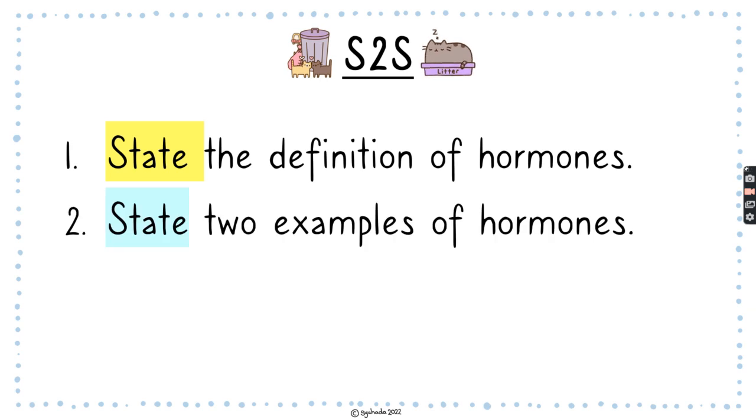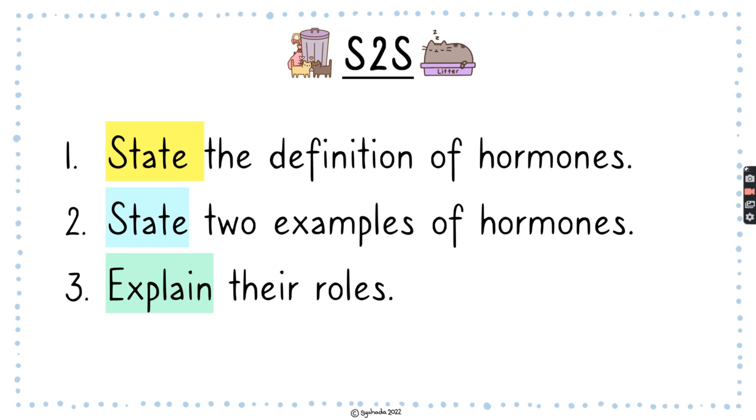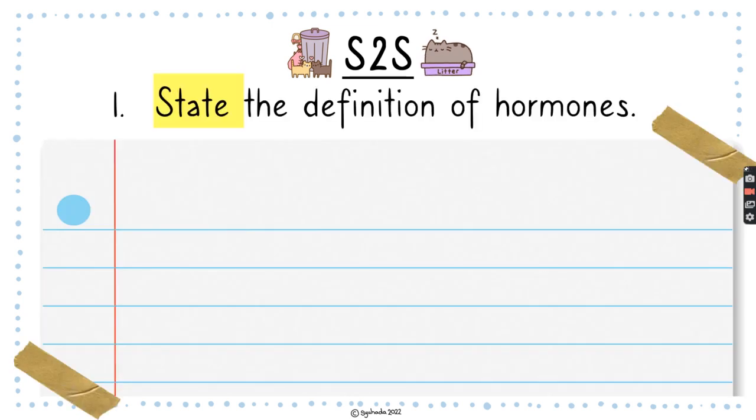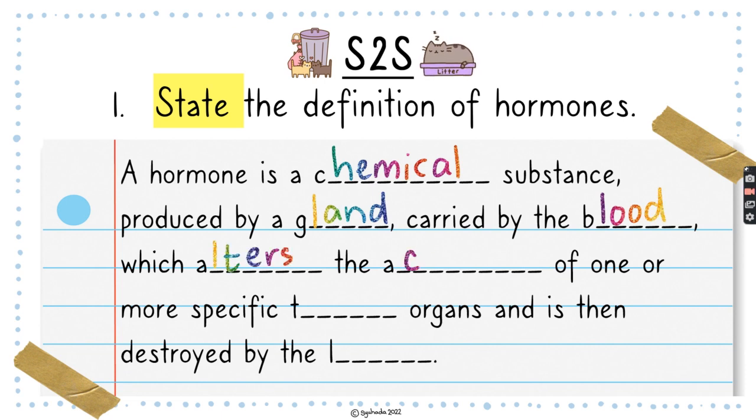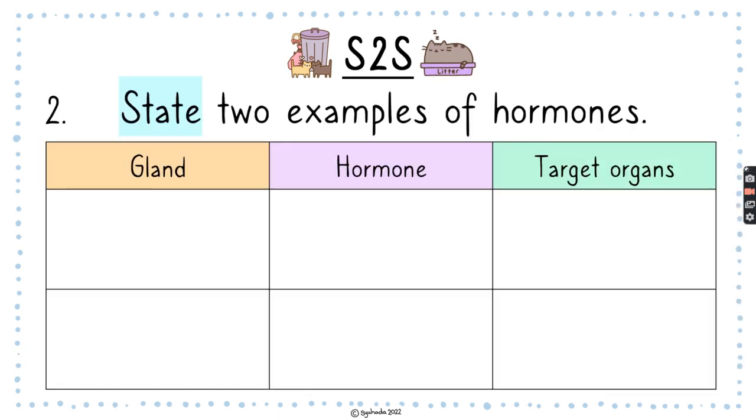Firstly, to state the definition of hormones. Secondly, to state two examples of hormones. And thirdly, to explain their roles. So when we state the definition of hormones, we have to mention all of these points. A hormone is a chemical substance produced by a gland, carried via the blood, which alters the activity of one or more specific target organs, and it is then destroyed by the liver.